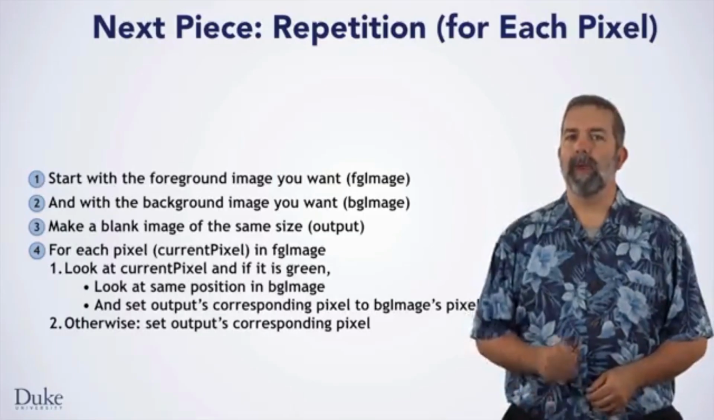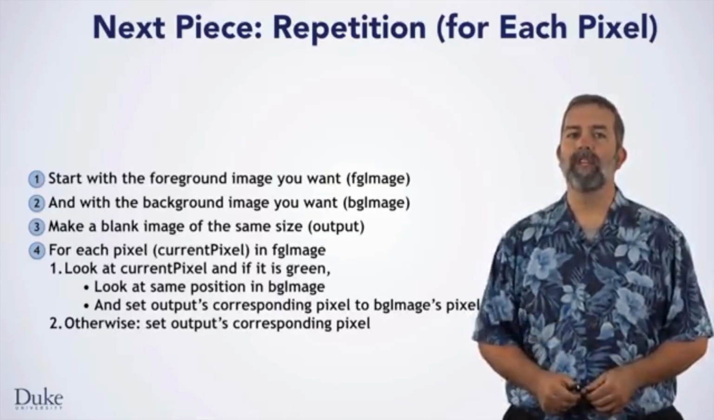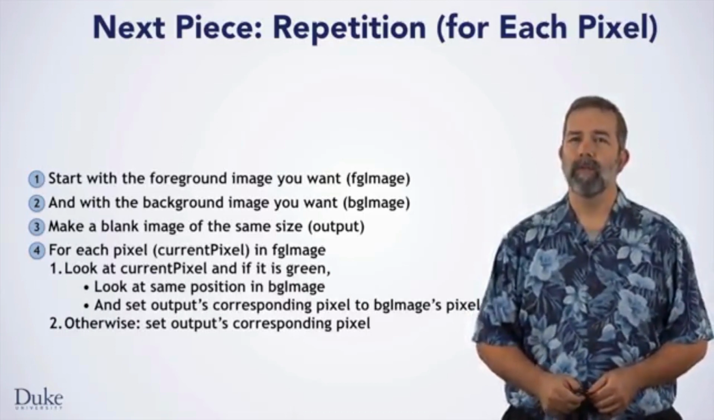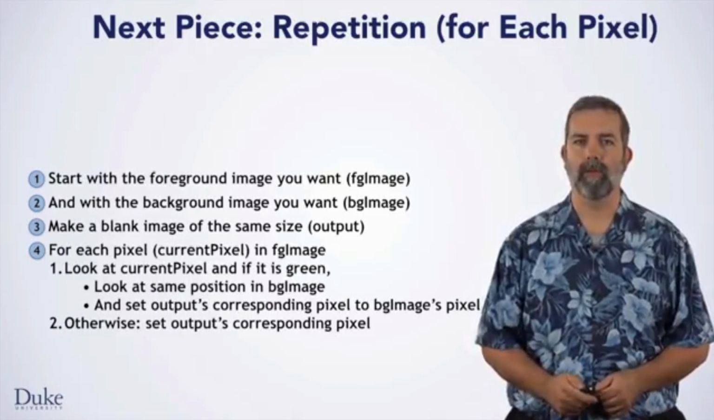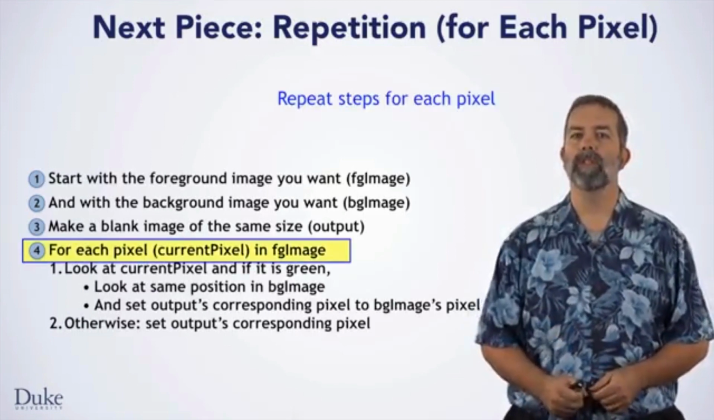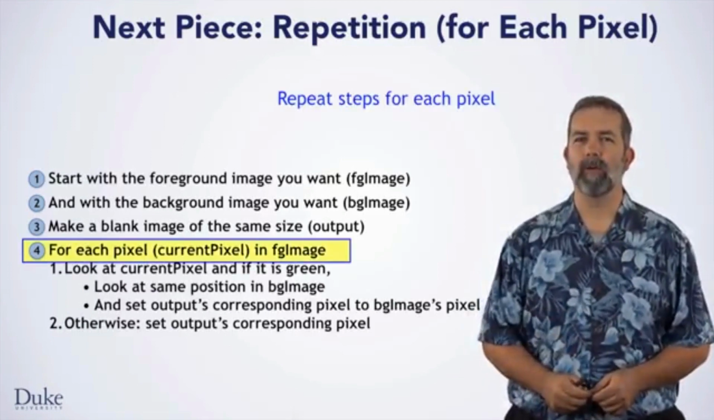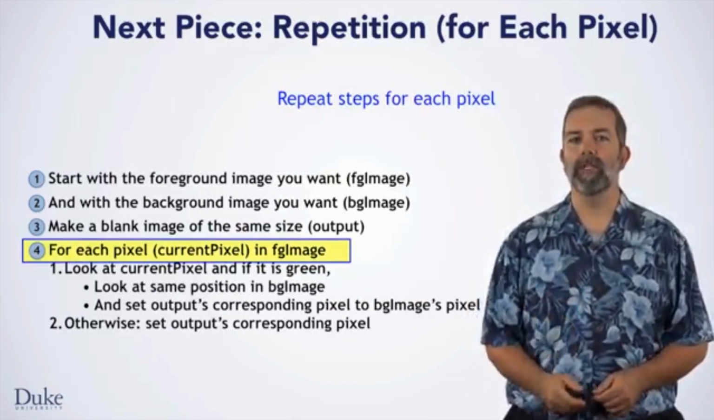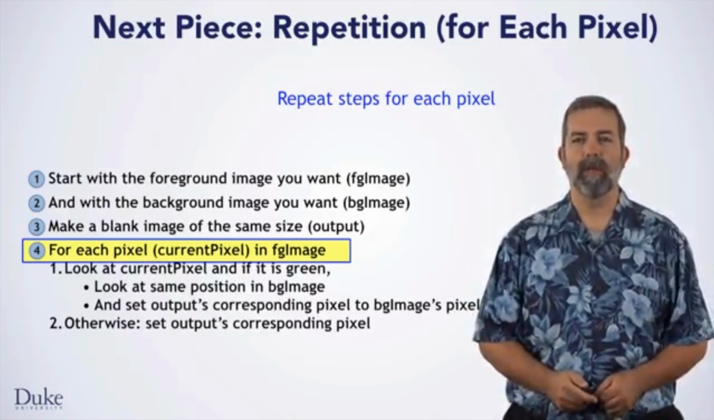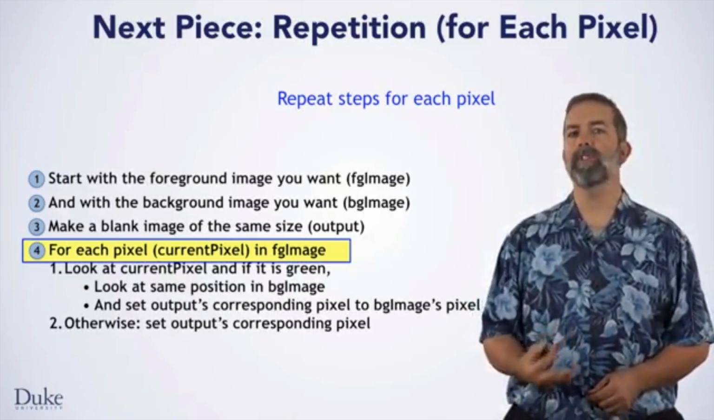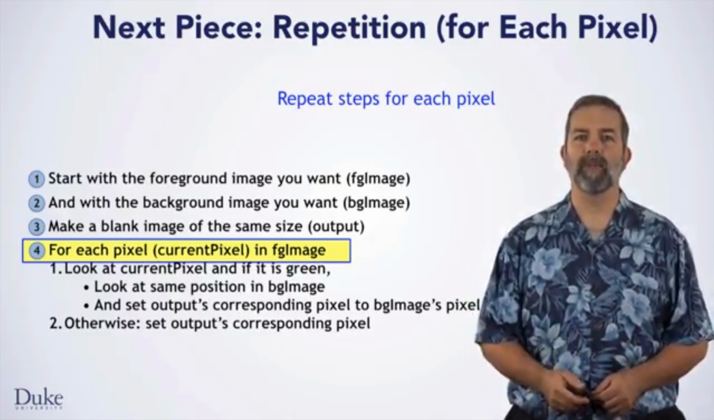Now that you've seen some of the basics of JavaScript and have seen the Duke Learn to Program environment, you still have a few pieces to learn in order to be able to implement the green screen algorithm. One of those pieces is repeating some steps of the algorithm, doing them once for each pixel. Repeating steps is incredibly common in algorithms. As you program more, you will find that most algorithms you write have some form of repetition.